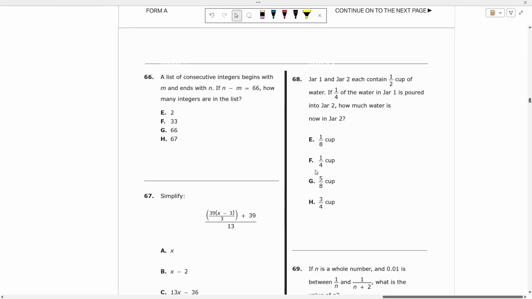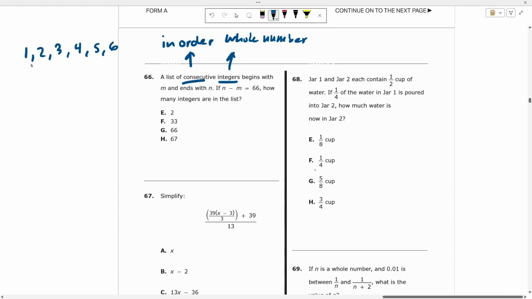Number 66 says that a list of consecutive integers begins with m and ends with n. So in this case, consecutive means in order, and integers means whole numbers. So a list of whole numbers in order, which means 1, 2, 3, 4, 5, 6. These are all consecutive integers because they're following in order. What comes after 1? 2. What comes after 2? 3. This one, 2, 5, 3, 9, is not consecutive because they're not following each other, right? Consecutive means it has to be the exact number after it, okay? So this is what they mean by that.